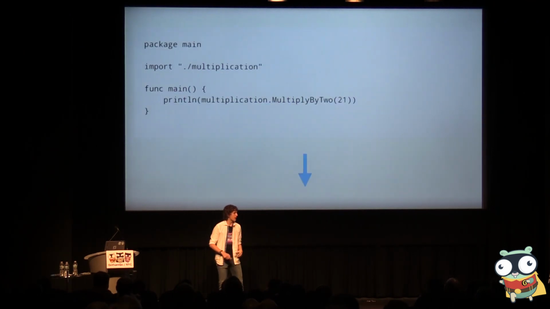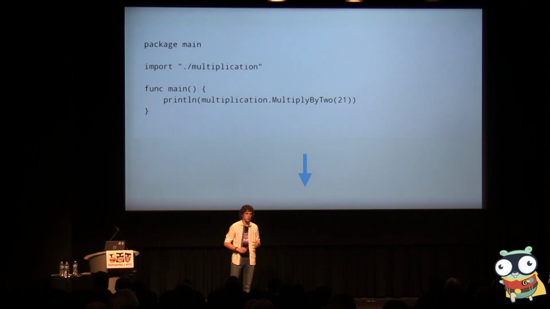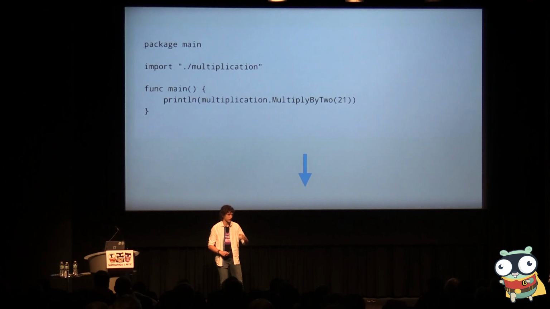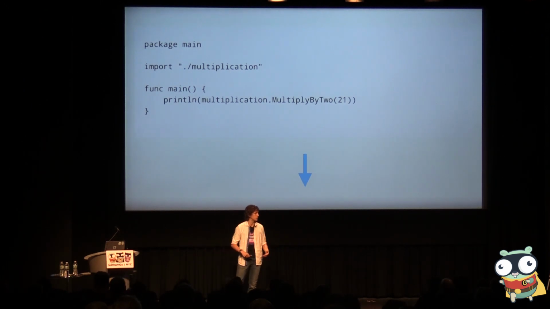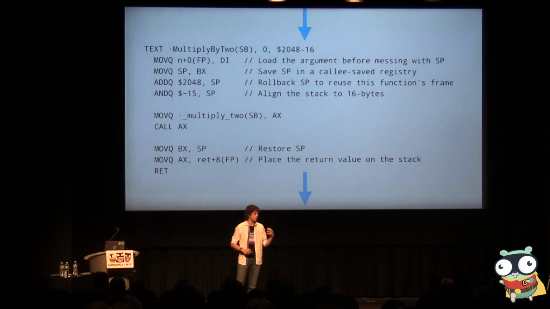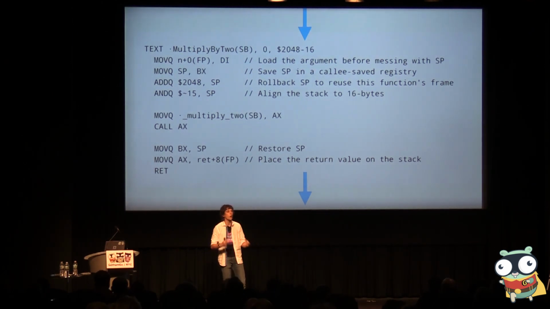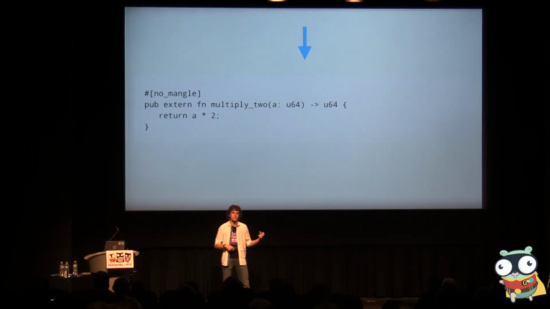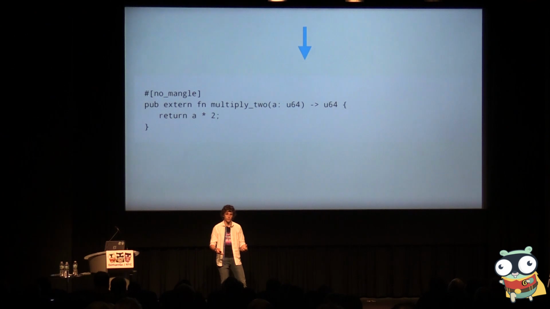So to recap, we had our main package that is using our hybrid library. It calls a function from the package, multiplication.multiply by 2. And the function in the package is implemented by this trampoline in Go assembly. It takes the argument and passes it onto the Rust function. And finally, the Rust implementation is like this. It exposes the C ABI and does the multiplication.